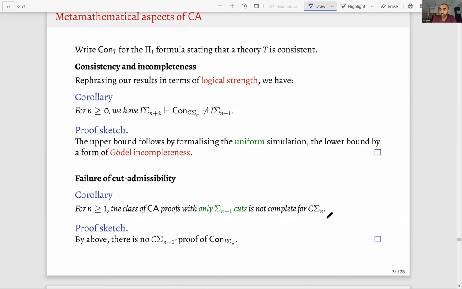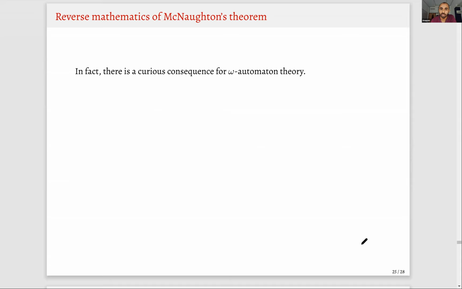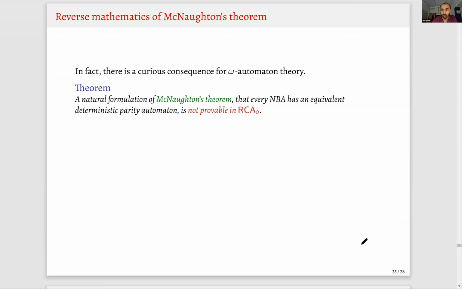But what's more, we have a curious application of this mathematical account to something that has nothing to do with cyclic proofs, which is the reverse mathematics of some automata theory, in particular, McNaughton's theorem. So if you know some omega automaton theory, you've probably come across this. McNaughton's theorem states that every non-deterministic Büchi automaton has an equivalent deterministic parity or Rabin or Müller automaton.